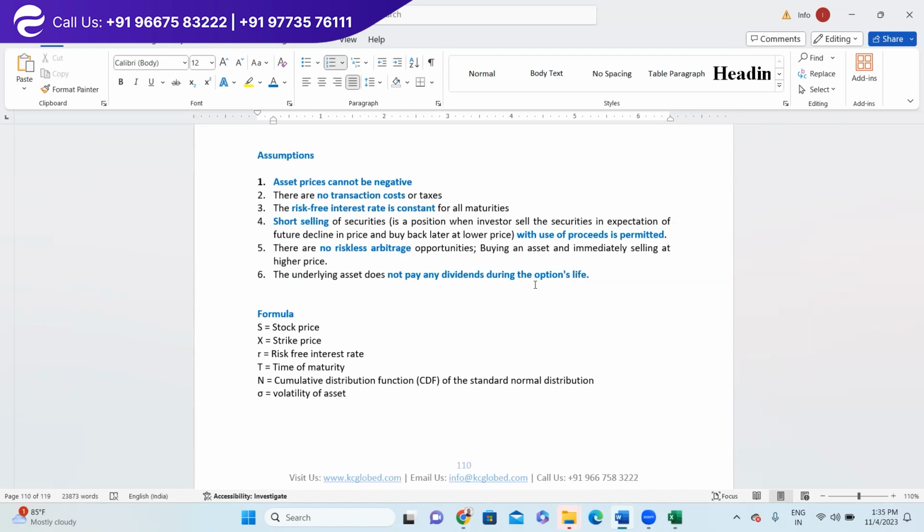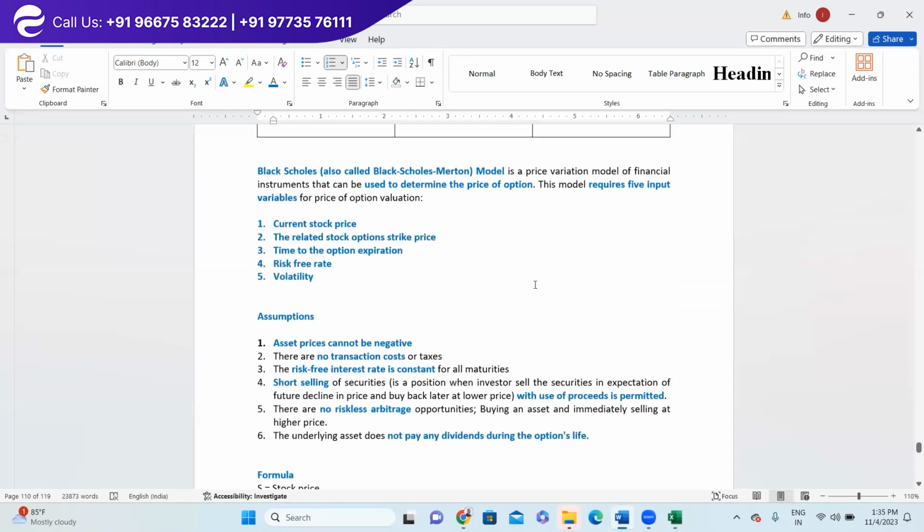Fifth is there are no riskless arbitrage opportunities. Buying an asset and immediately selling at a higher price. Second is the underlying asset does not pay any dividend during the option life, right? So these are the assumptions you have when you are using the Black-Scholes model, right?